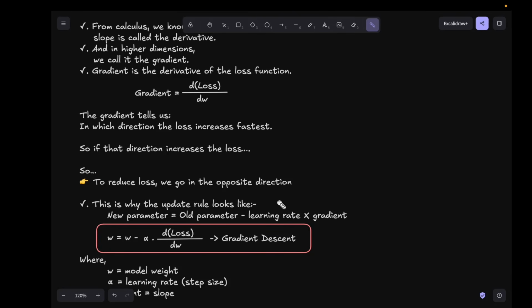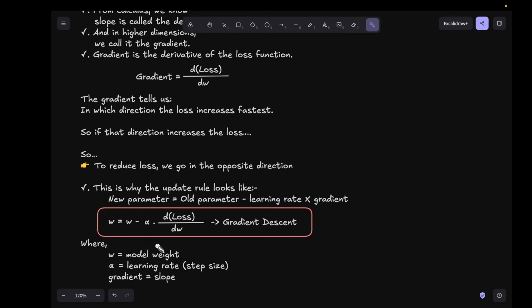So that's why the update rule looks like: the new parameter equals the old parameter minus learning rate times gradient. There is where the gradient comes in. So what is the new parameter? This is the new parameter for our model, and because we optimize step by step, the new parameter will equal the old parameter, the previous step of the model, minus learning rate times gradient.